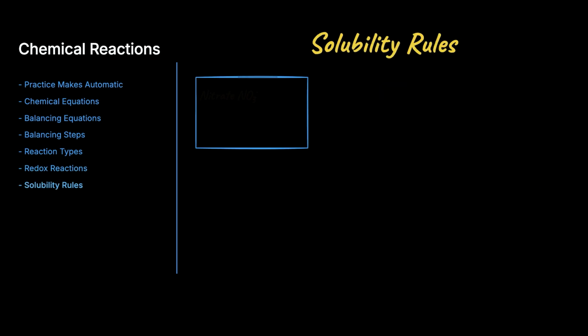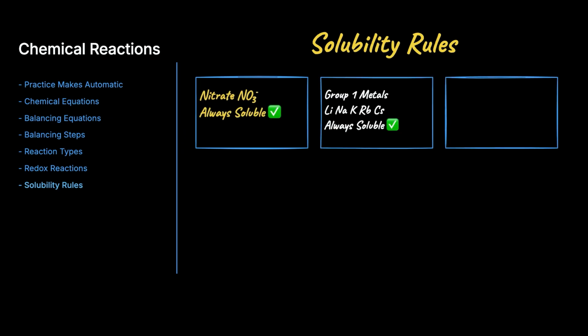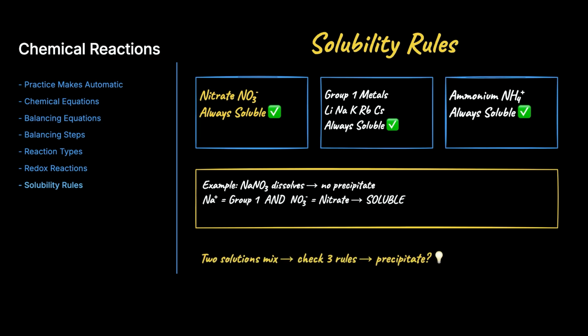When two dissolved solutions mix, a solid called a precipitate may suddenly form, and solubility rules predict whether it will. Here is your anchor that makes these problems far easier. Anything paired with a nitrate, with a first column metal, or with ammonium stays dissolved every time. Those three are your reliable, always soluble friends.